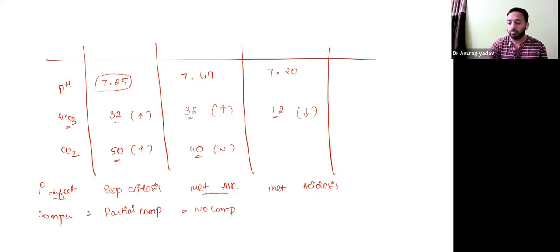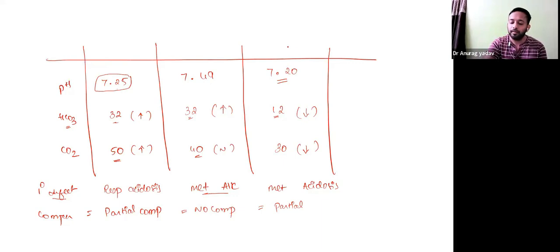Now you see the third component. What is happening to the carbon dioxide? The carbon dioxide is 30. If you see, the normal range is 35 to 45, so this is also decreased. Now, is it complete or partial compensation? Partial. Why do we call it partial? Because the pH is still out of the normal range.